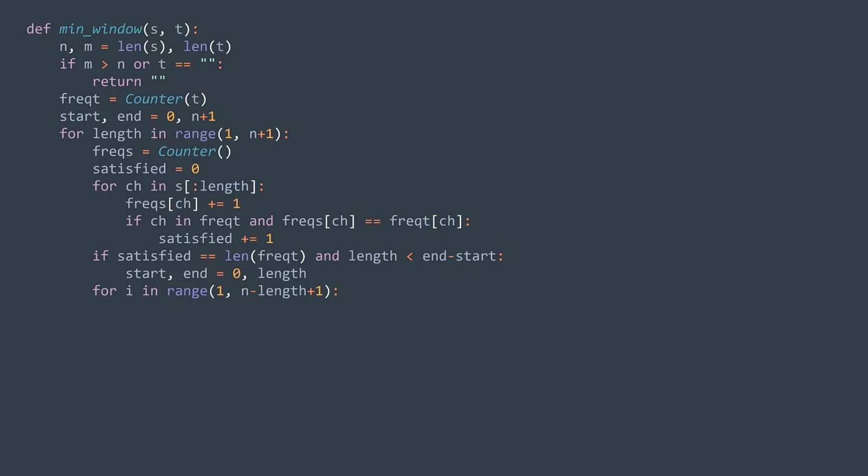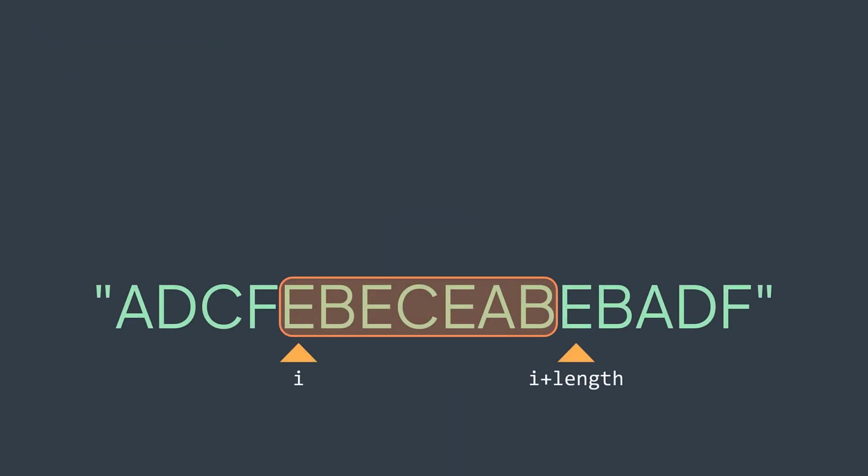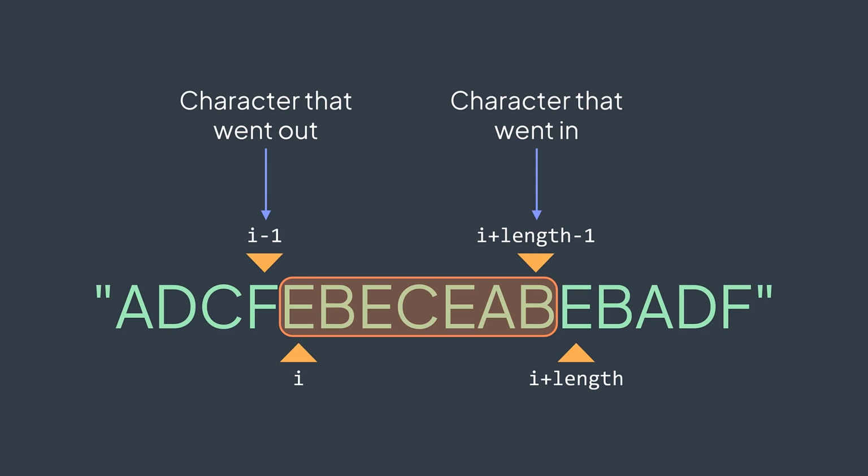We want to work with the character that went out of the window and the one that went in, but where are they? The actual substring is between indexes I inclusive and I plus length exclusive. The character that went out comes just before the window, so its index is I minus 1. And the one that went in is the last character of the window, its index is I plus length minus 1. We can start working.